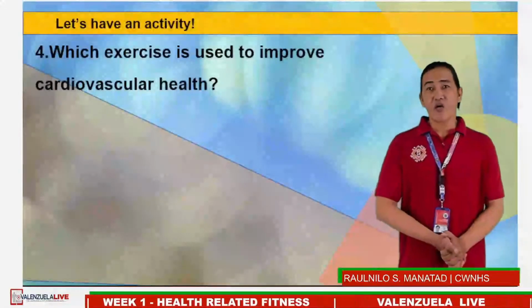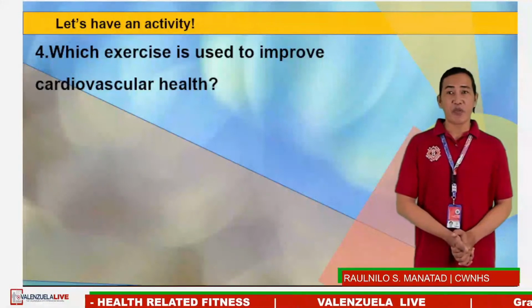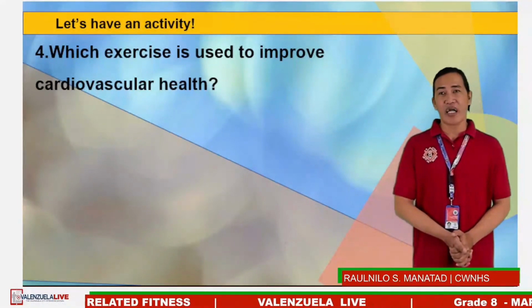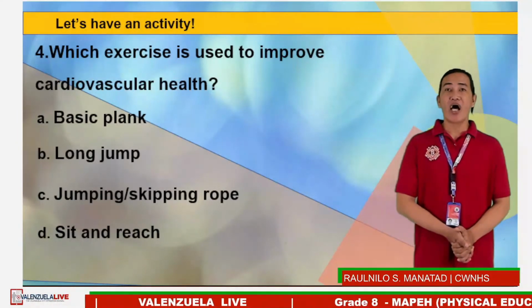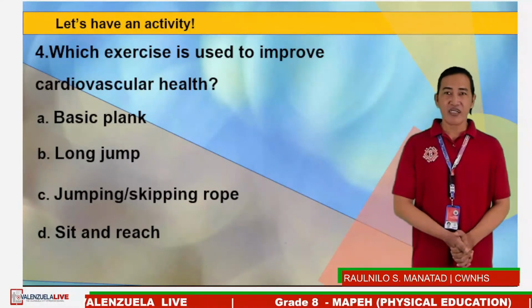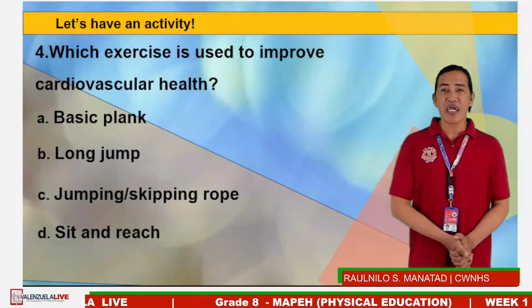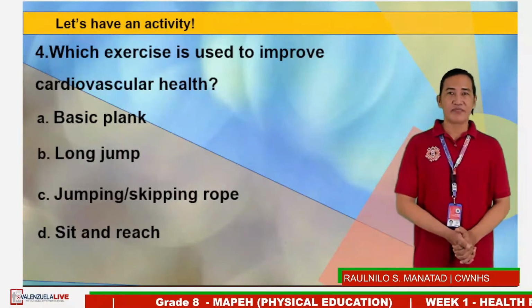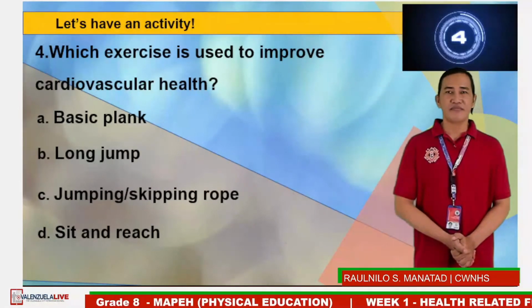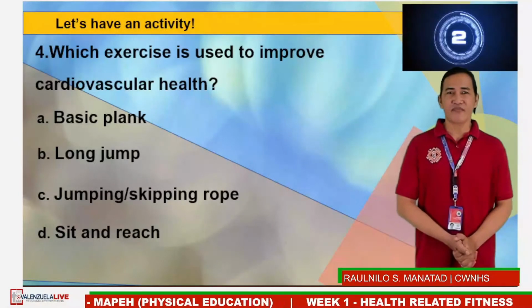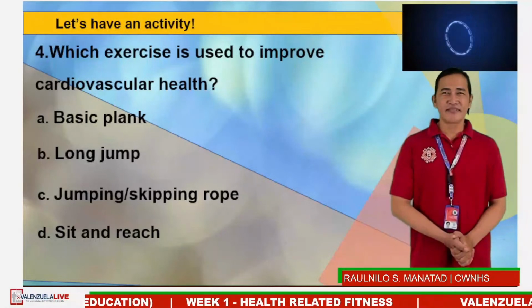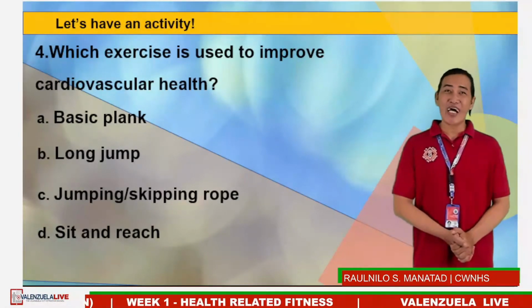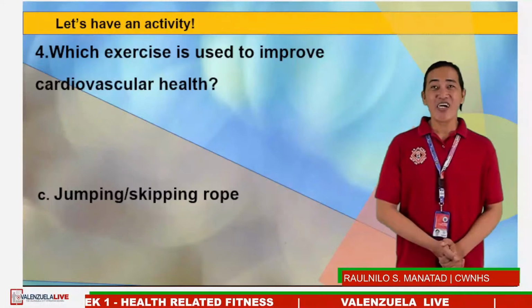Number 4. Which exercise is used to improve cardiovascular health? A, basic plank. B, long jump. C, jumping rope. D, sit and reach. Wow, you got it right. It's C, jumping rope.